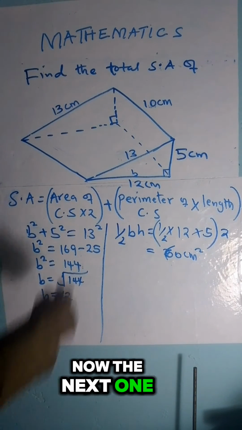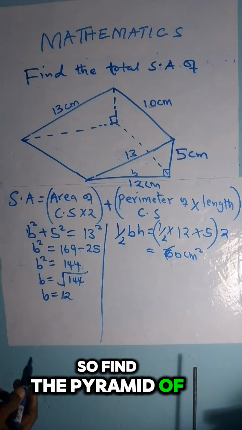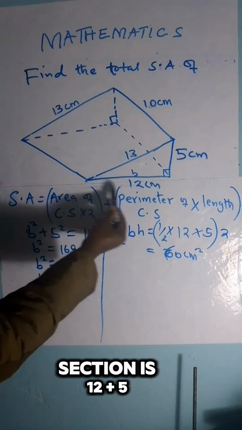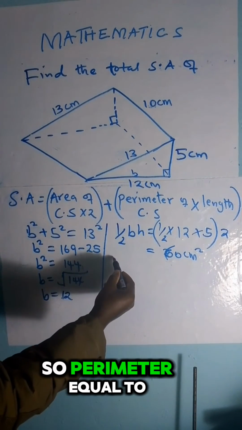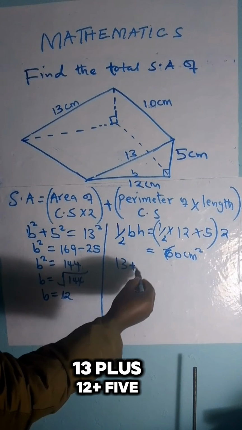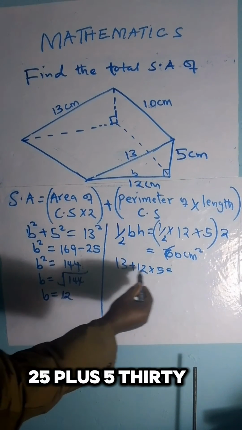Now the next one is you add the perimeter of cross section. So find the perimeter of cross section. The perimeter of cross section is 12 plus 5 plus 13. So perimeter equals 13 plus 12 plus 5, and this one is 30.